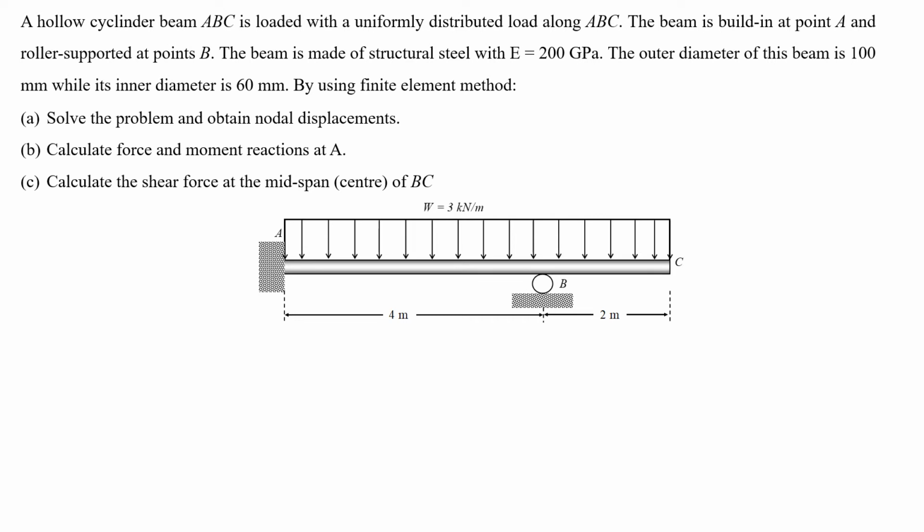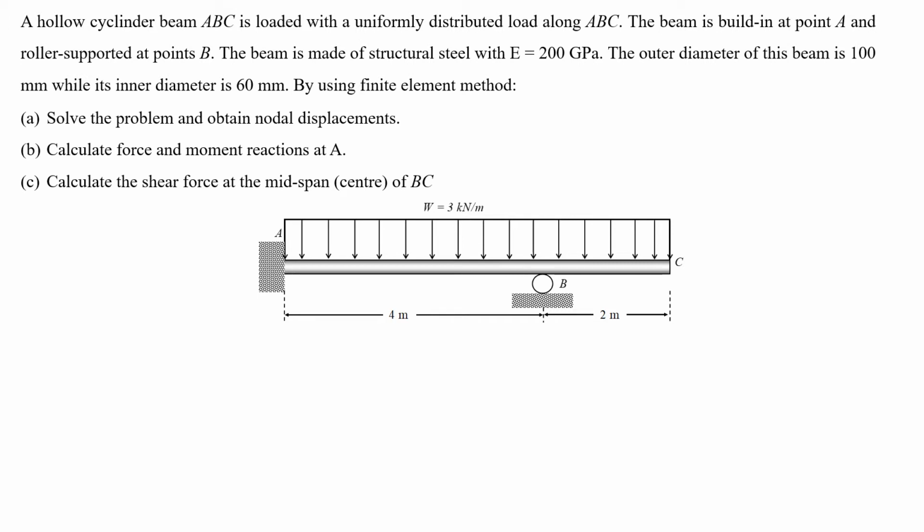In this example, a hollow cylinder beam ABC is loaded with a uniformly distributed load along ABC of 3 kN per meter. The beam is built in at point A, or in other words, fixed supported at point A, and roller supported at point B, while from the figure it shows clearly point C is free.